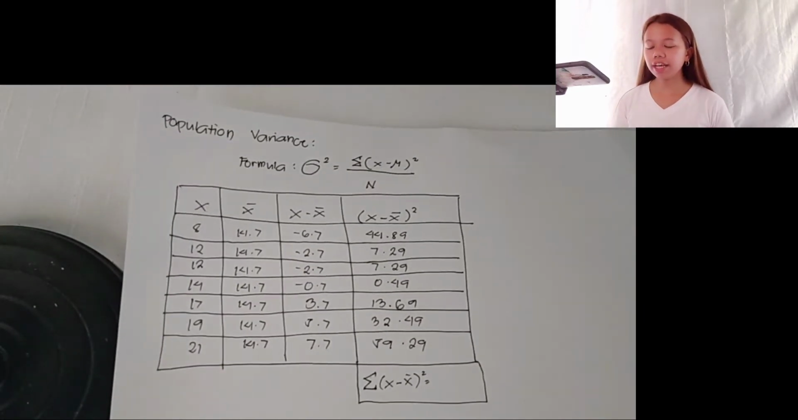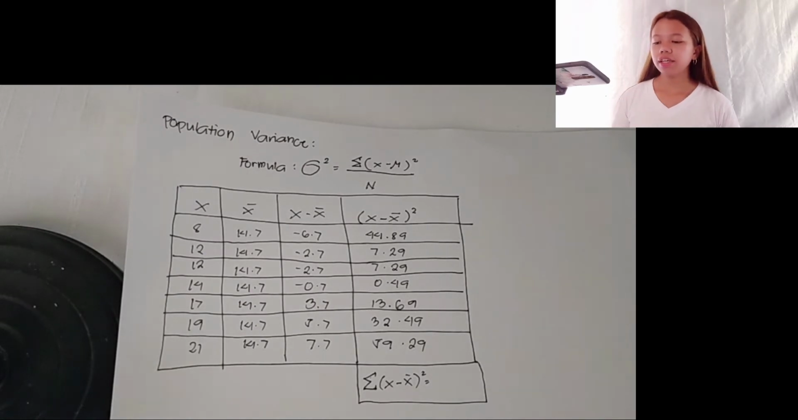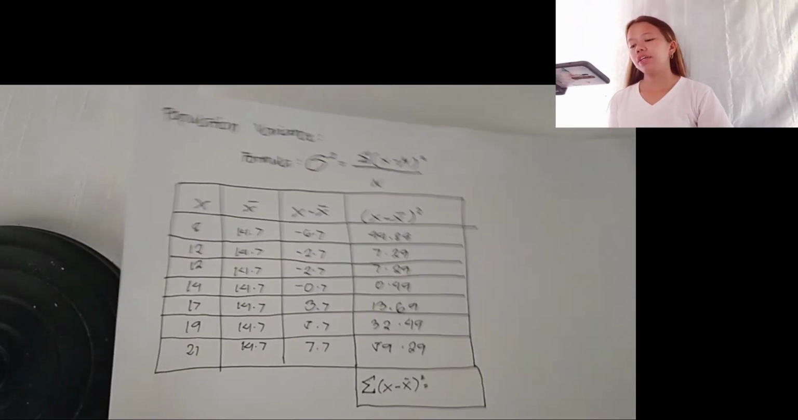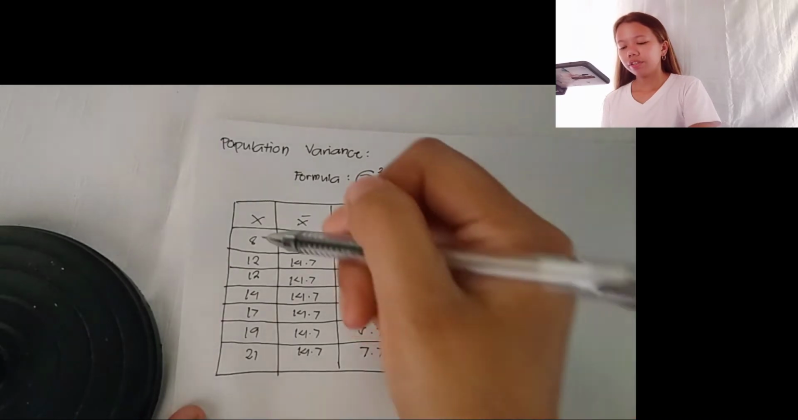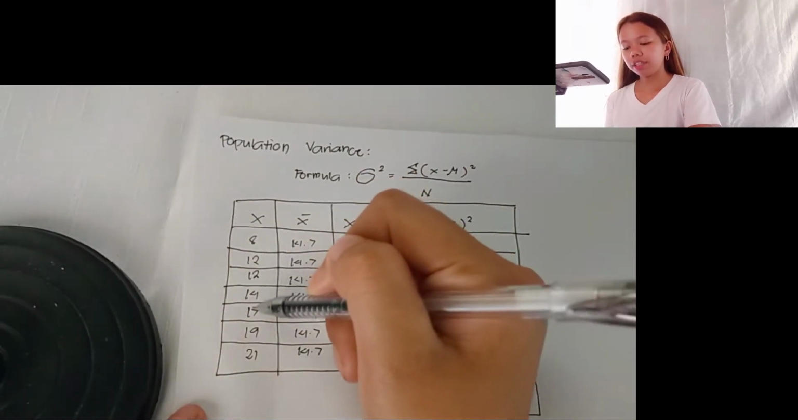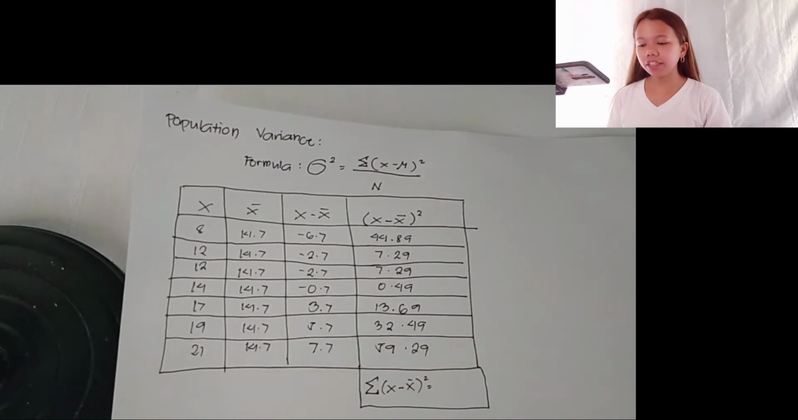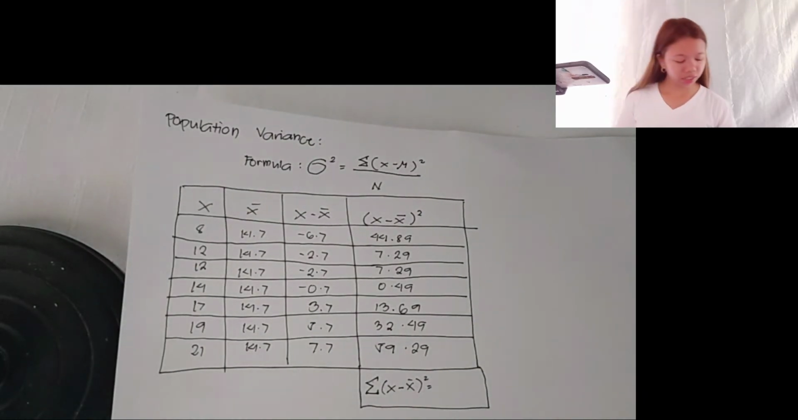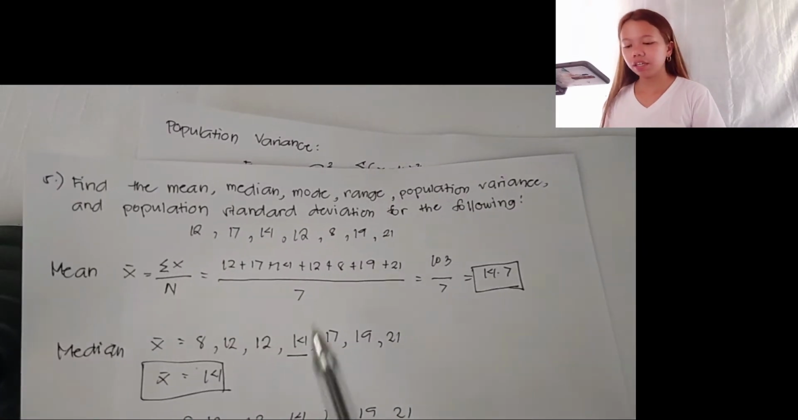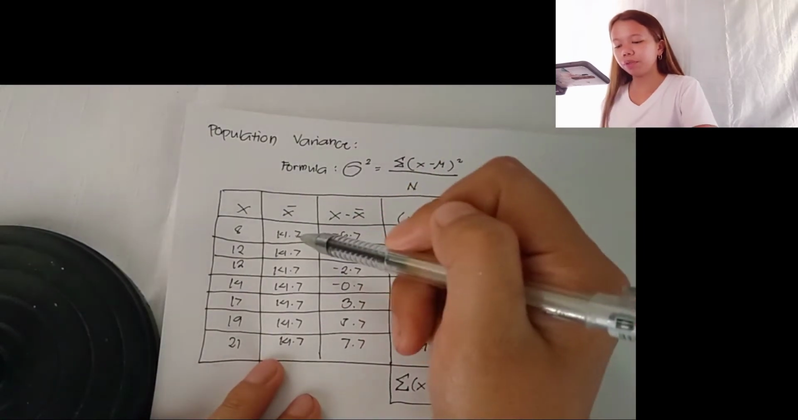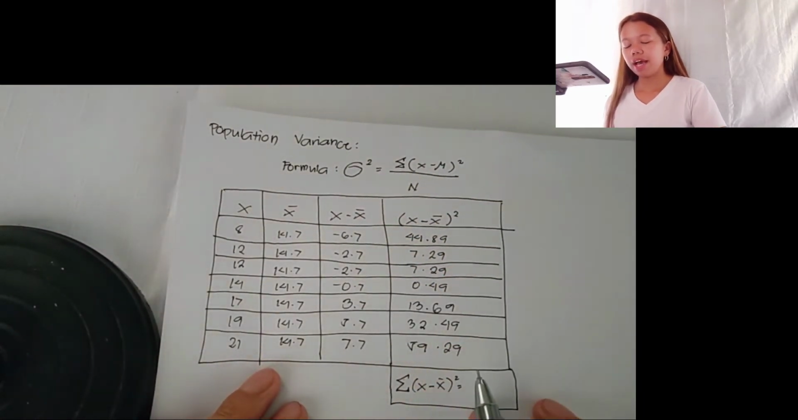So first, let's write the data values. There is 8, 12, 12, 14, 17, 19, and 21. And the mean, as we can see, is 14.7. So let's write here 14.7 up to here.